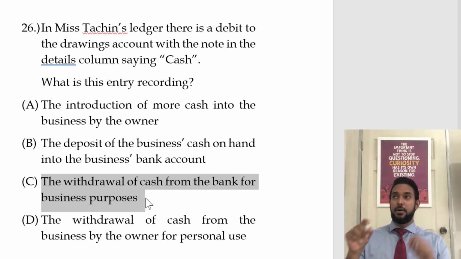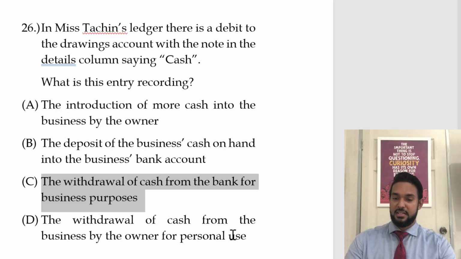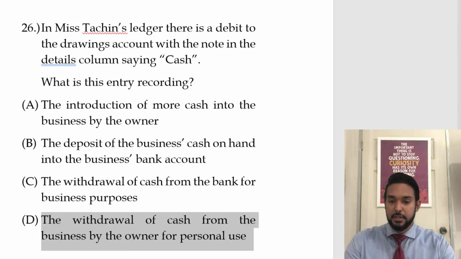You would have the bank account saying cash on the debit side, and on the debit side of cash, it would say bank. So D has to be the answer. The withdrawal of cash from the business by the owner for personal use. There you go. Let's go again.